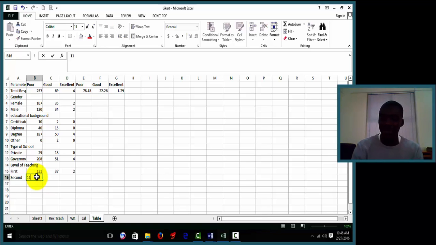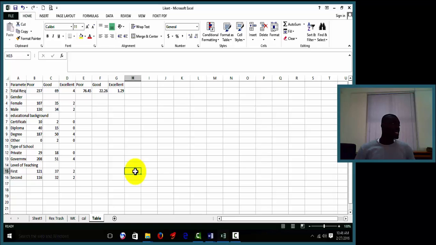The second cycle, we have 1, 1, 6. 32. And then what? 2. So you see, you build this one like this. Okay. Now after you finish, now you want to compute the proportions.